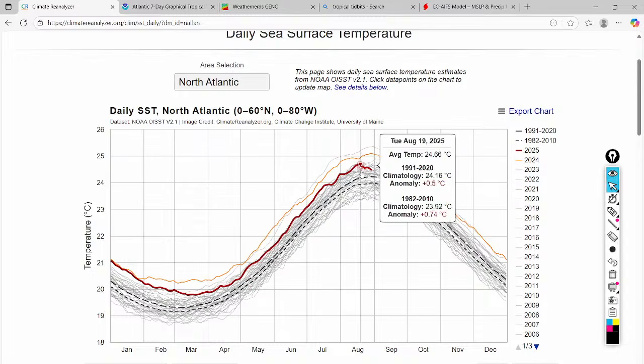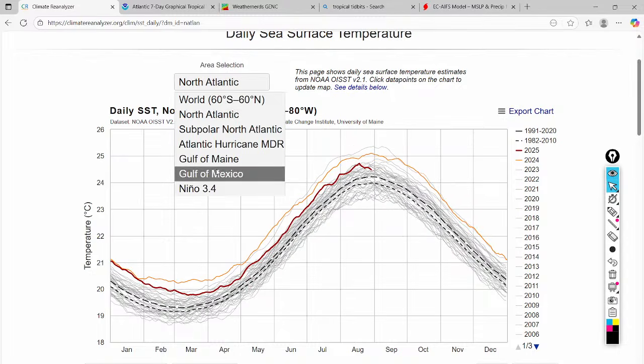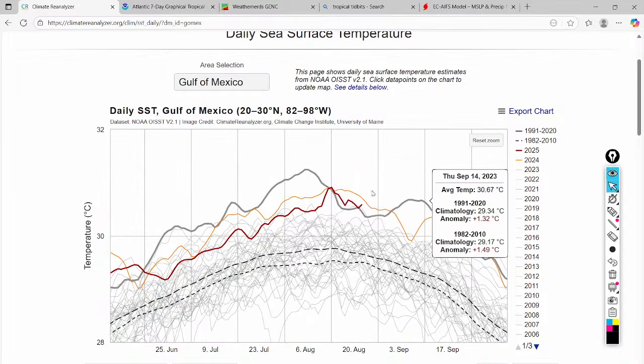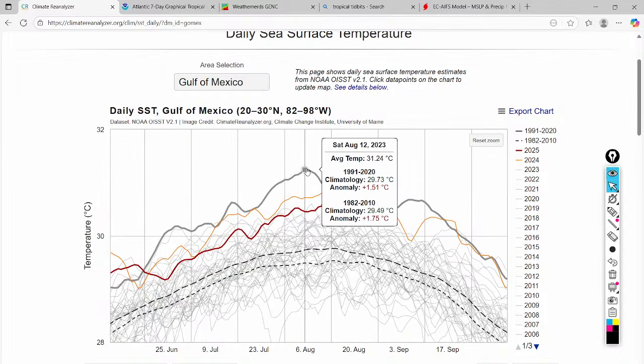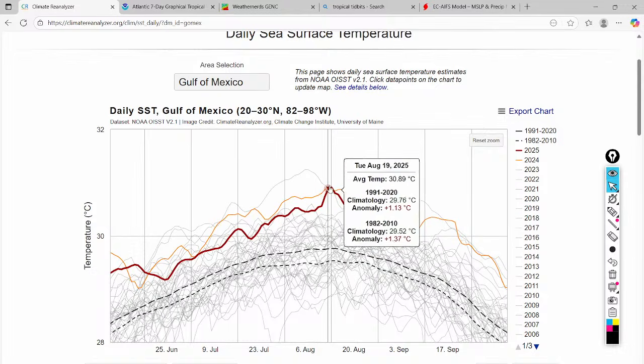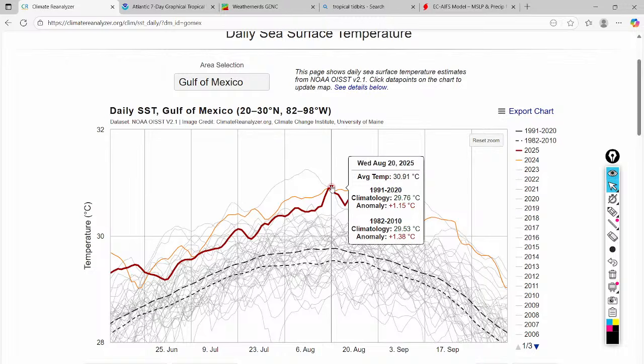We take a look at the general look here. Let's go back to the Gulf of Mexico. Did we ever hit that peak? No. We had a better peak here, in my opinion. At this time, on this current day, we were just above. We got to 1.15 degrees above average.